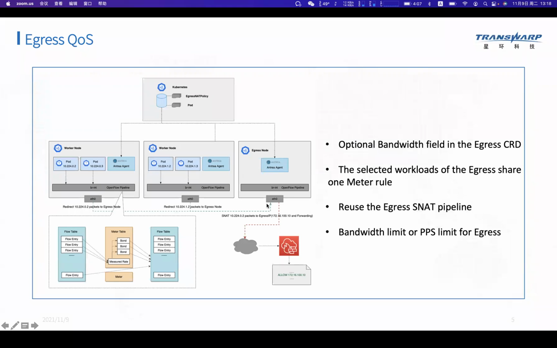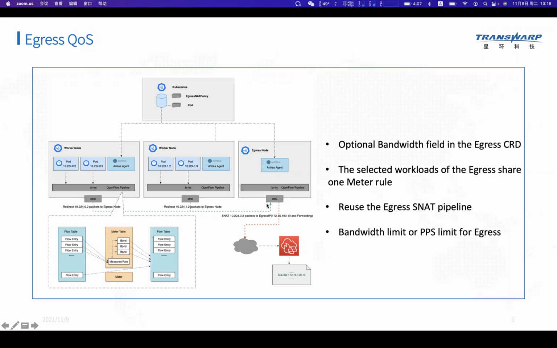I think maybe I can answer this one, because my question was similar. The answer I got from Zhendong is, as you said, each node will have the same bandwidth limit, but in total, they can exceed the bandwidth. Okay. Chen, I don't understand this. I think the bandwidth limit is on the egress CR, right?